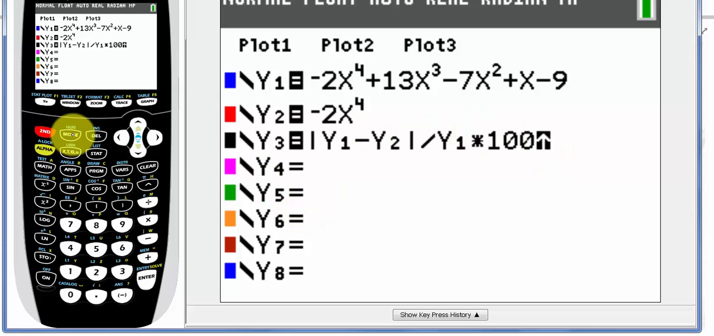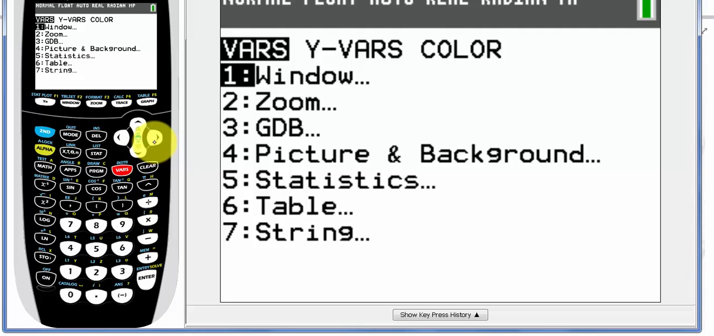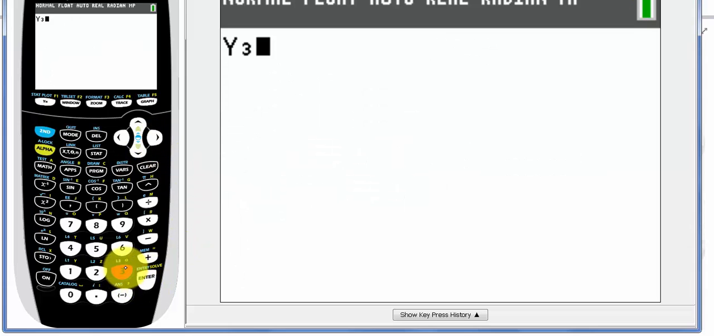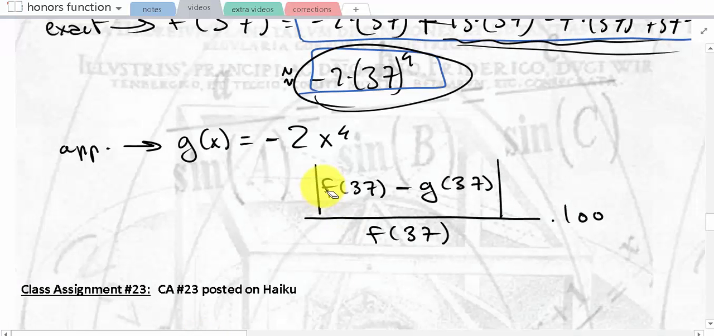So let's go on the home screen, right here, clear that. Okay, let's check out the error. The first input is 1, so y vars, enter, y3 is my error function, at 1. Okay. Now what is this? Negative 50. Oh, why is it negative? I should put an absolute value around everything, actually. Yeah, right here, I should put an absolute value around everything right here.